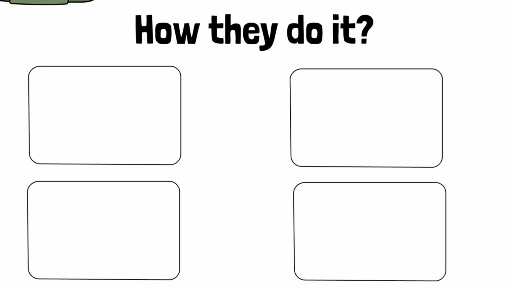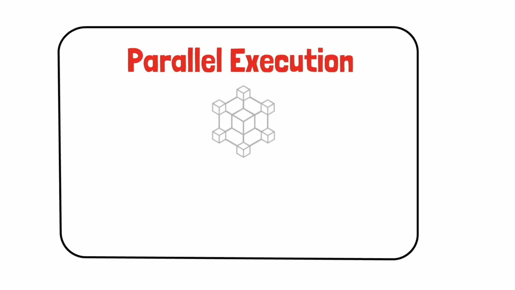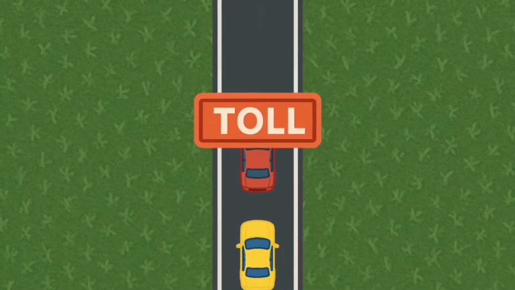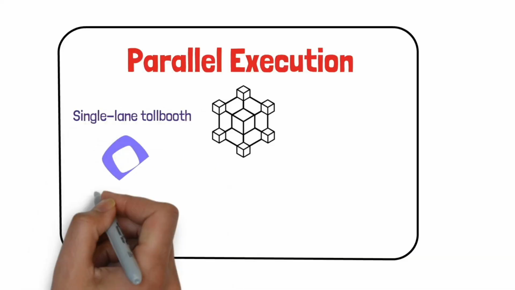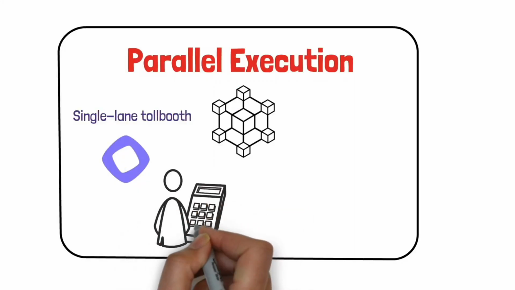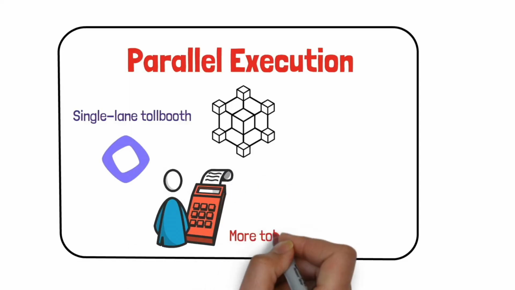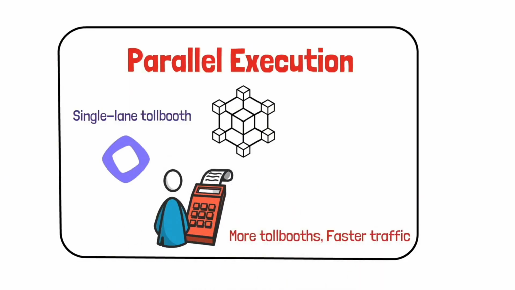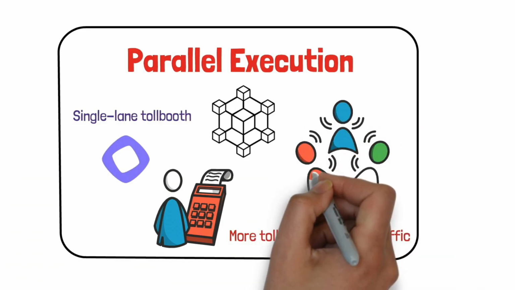Let's go through them. First, parallel execution. Many blockchains process transactions one at a time. It's like a single lane toll booth. Every car has to wait its turn. Monad opens up more lanes for more toll booths. It looks at transactions, figures out which ones don't depend on each other, and runs them all at once. More toll booths, faster traffic. This makes everything from apps to payments to games run smoother and scale to way more users.